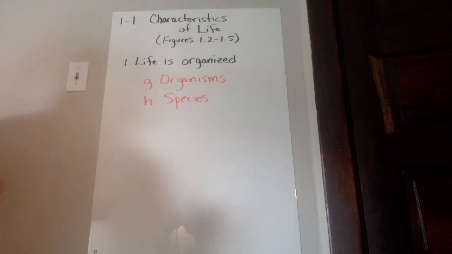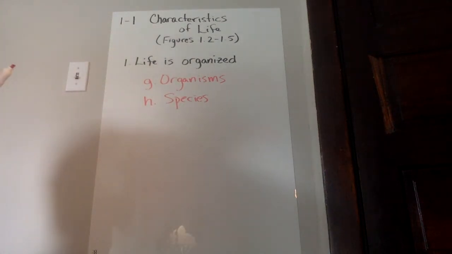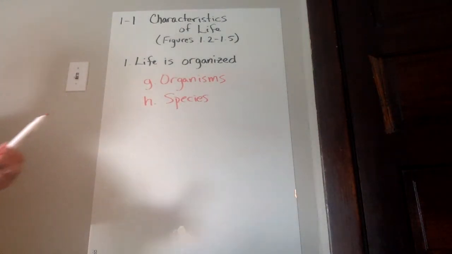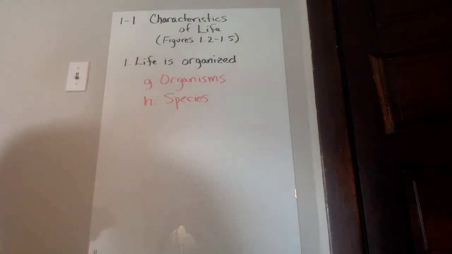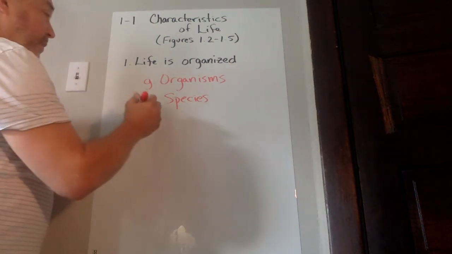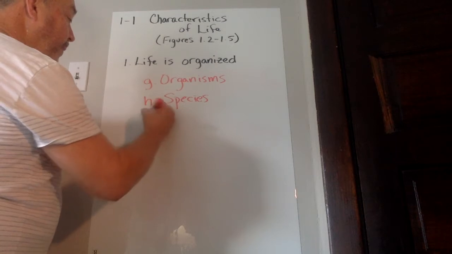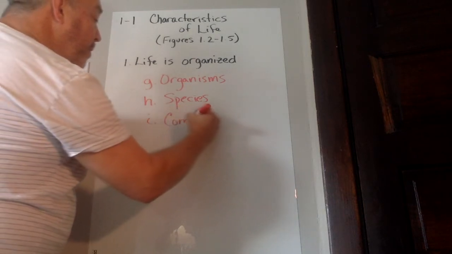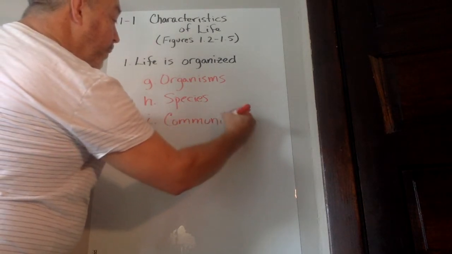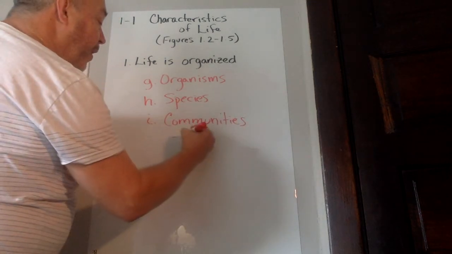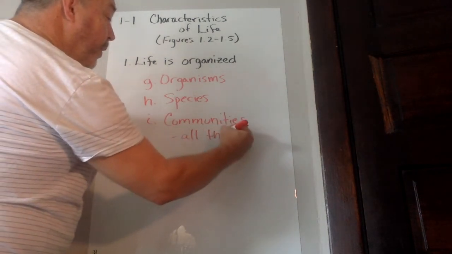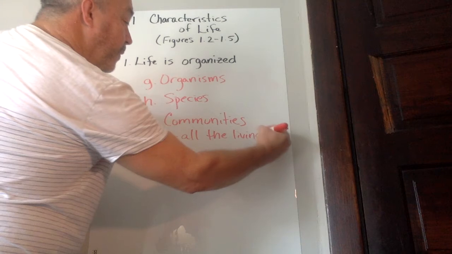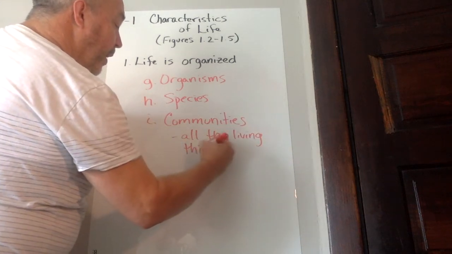You are part of a species. You are the species human, Homo sapiens. We are a collection of similar organisms. Species can then be built into communities. And communities are all the living things in an area.